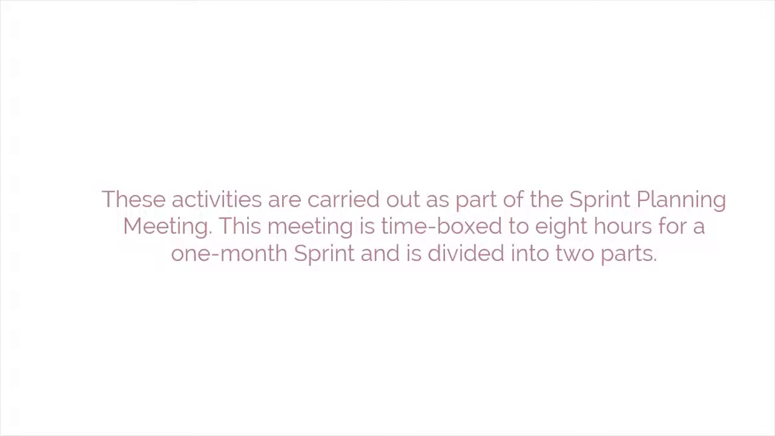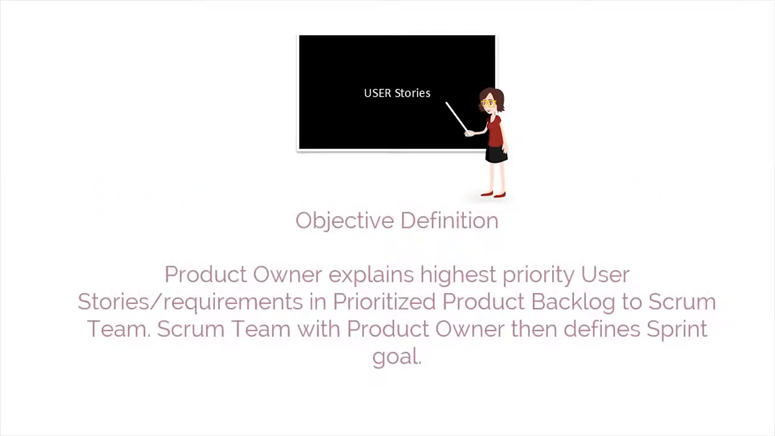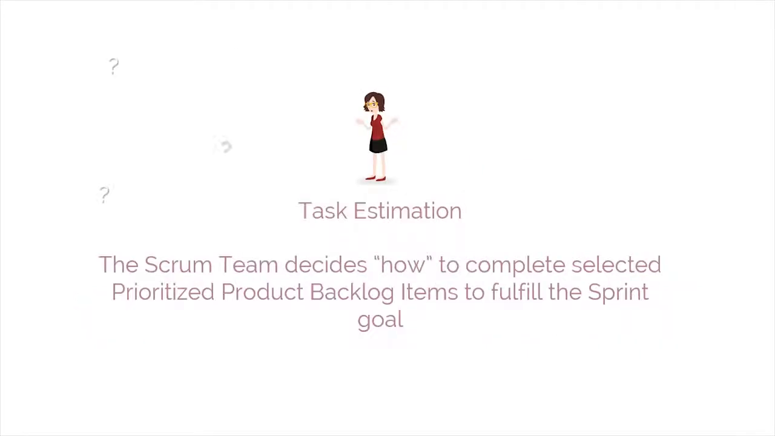This meeting is time-boxed to 8 hours for a 1-month sprint and is divided into 2 parts. Objective definition: during the first half of the meeting, the product owner explains the highest priority user stories or requirements in the prioritized product backlog to the Scrum team. The Scrum team, in collaboration with the product owner, then defines the sprint goal. Task estimation: during the second half of the meeting, the Scrum team decides how to complete the selected prioritized product backlog items to fulfill the sprint goal.